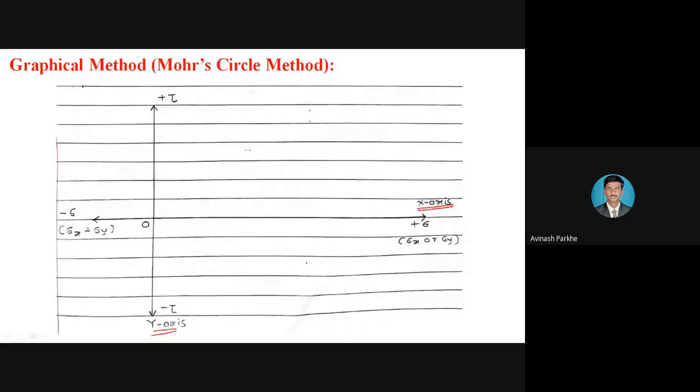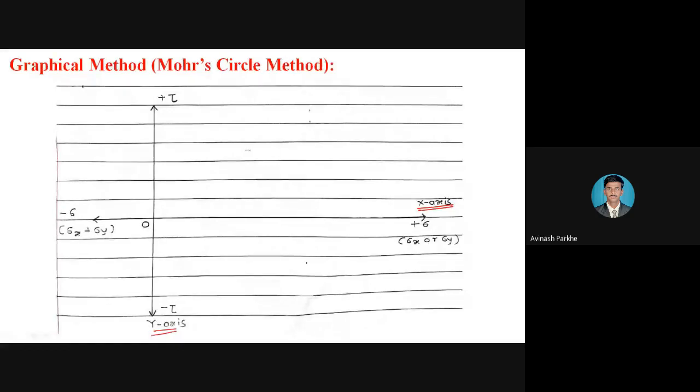For case number 1 it is not applicable because the member or body is subjected to a single stress only, and by using that single stress, sigma x, it is not possible to draw the Mohr circle. At least 2 stresses are required. In case number 2, 2 stresses are there, sigma x and sigma y, and in case number 3, 3 stresses are there: sigma x, sigma y, and the shear stress.